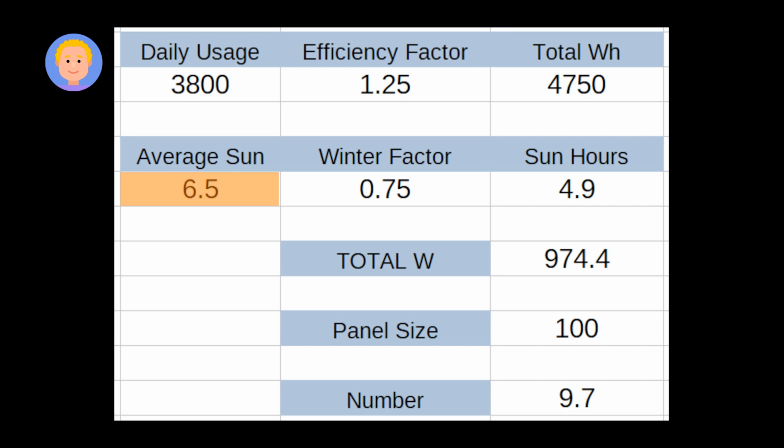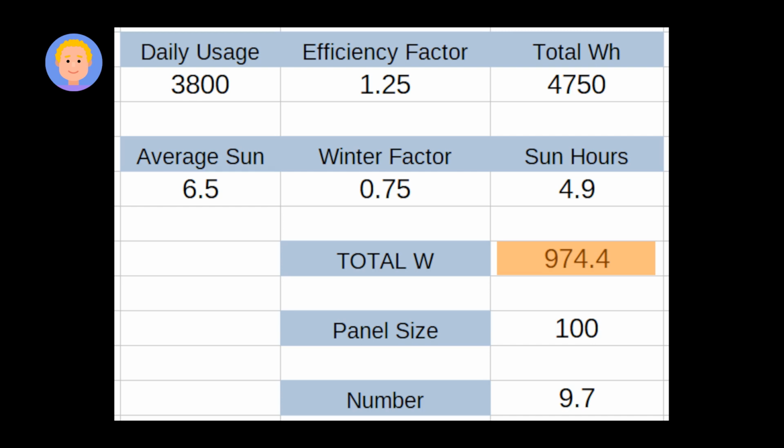Arizona is a very sunny place with nice winters, so we'll multiply by 75% for the winter factor, and that gives us 4.9 sun hours. So 4750 watt hours divided by 4.9 sun hours gives us 974 watts.